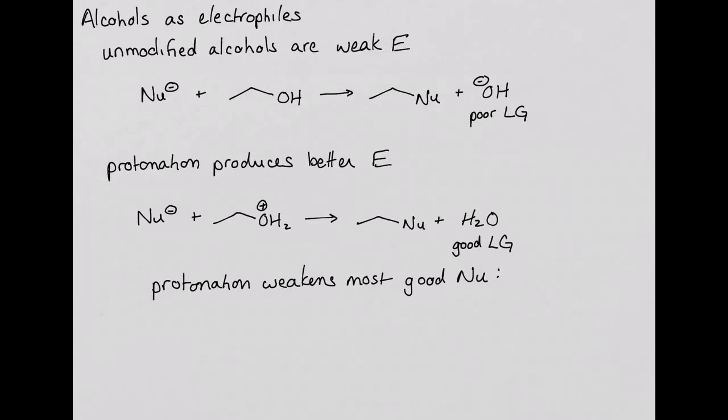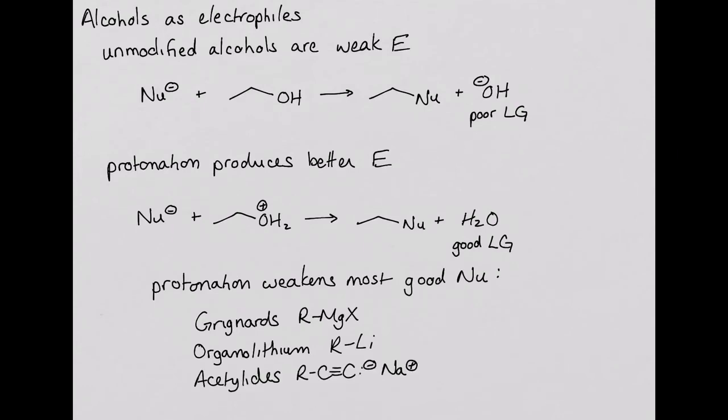For example, the following nucleophiles are not compatible with an acidic solution. These include Grignard reagents, organolithium reagents, acetylide ions, and alkoxide ions. These nucleophiles and many others won't survive an acidic environment required to make an alcohol a better electrophile. Therefore, organic chemists have come up with other ways to make alcohols into good electrophiles.